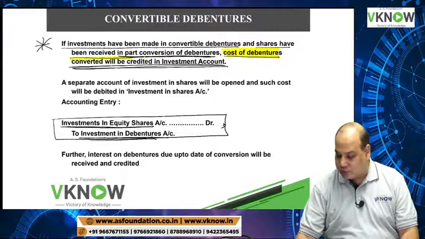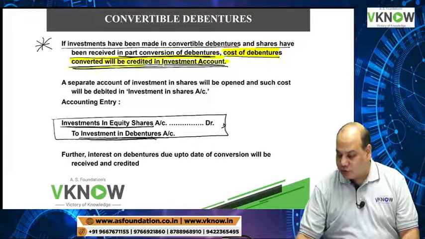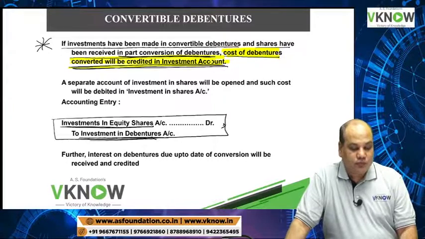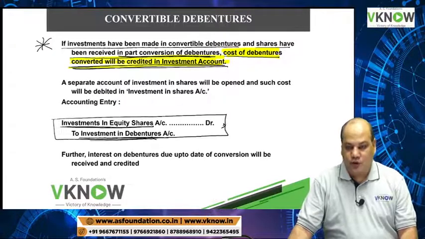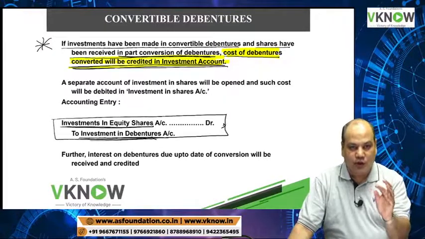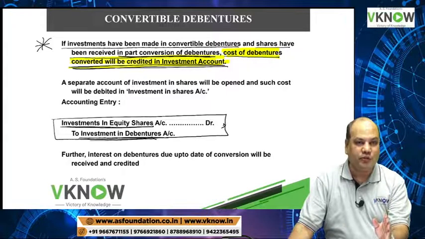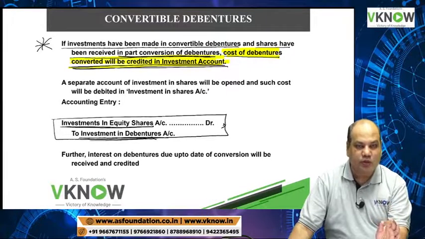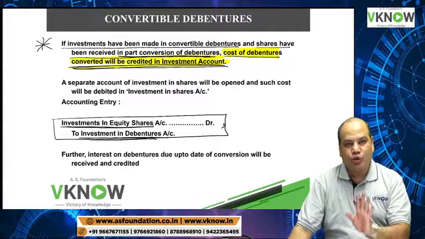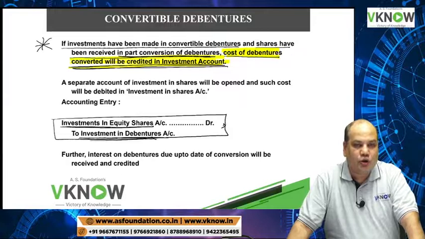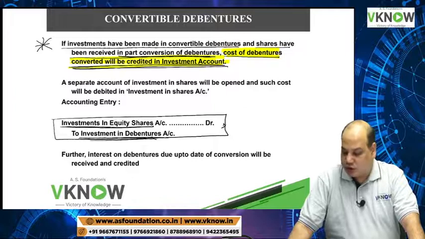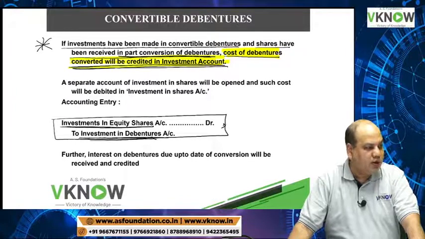What is partial conversion? Let us say only 20% of the debentures got converted into shares. So I have to transfer only 20% of the cost of debenture to equity shares. The student will have to find out what was the cost of debenture that was converted into equity shares.